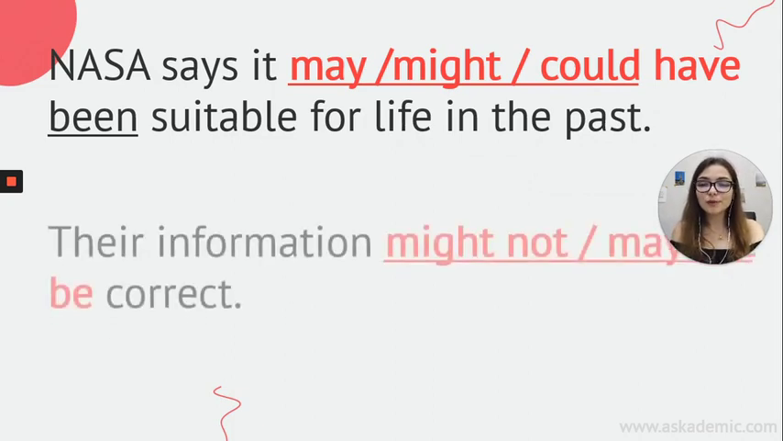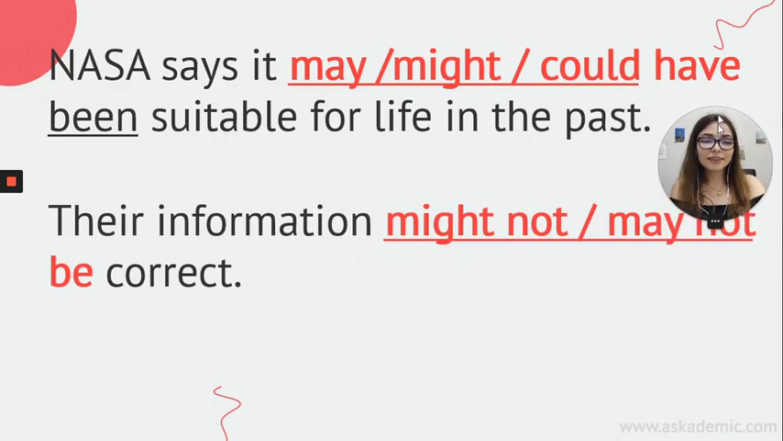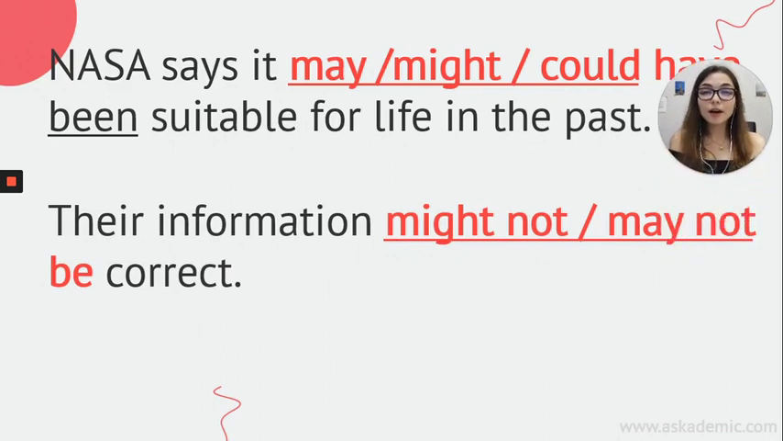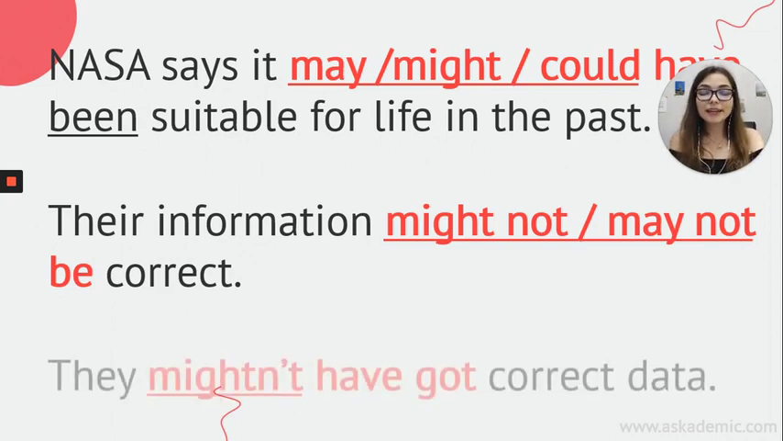Alright? Let's move on. Again, their information might not or may not be correct. Here again, it's in the present, and might not or may not give the possibility, but not couldn't. You see? So let's see another one.